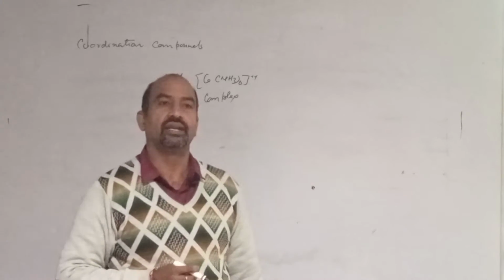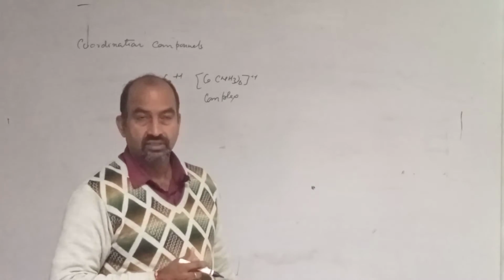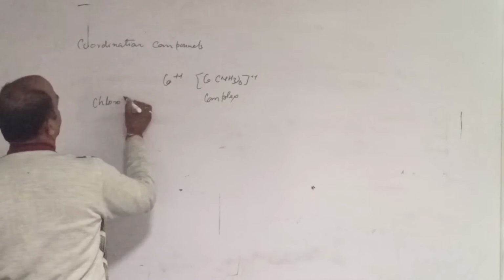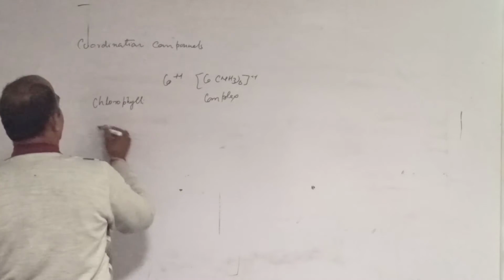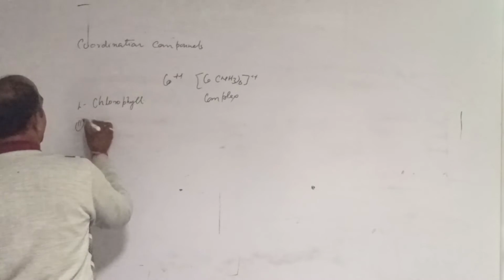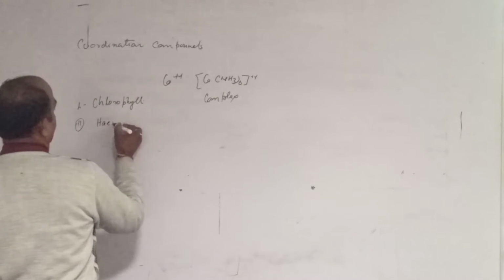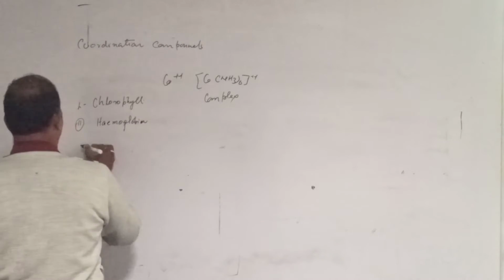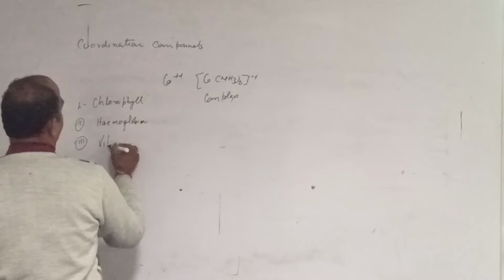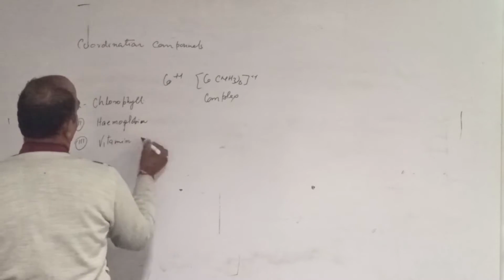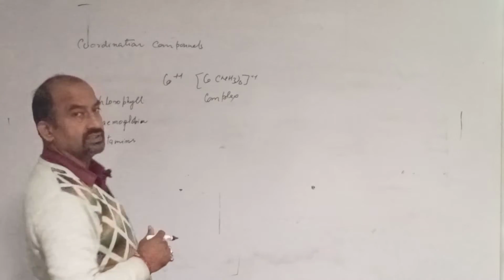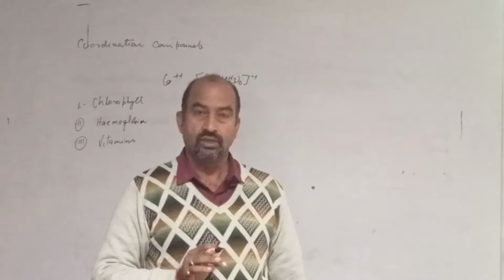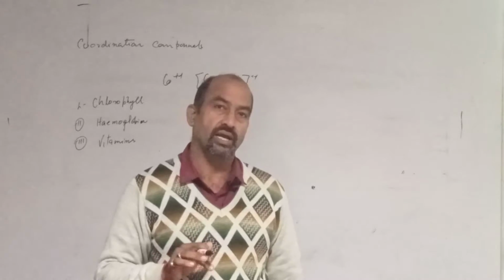In human beings or in biological uses, chlorophyll, hemoglobin, vitamin, all these are coordination compounds. Now firstly, you know what a coordination compound is and how it can form.